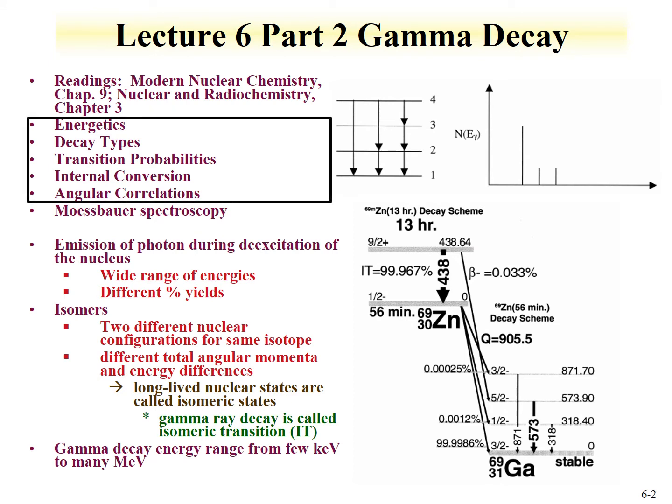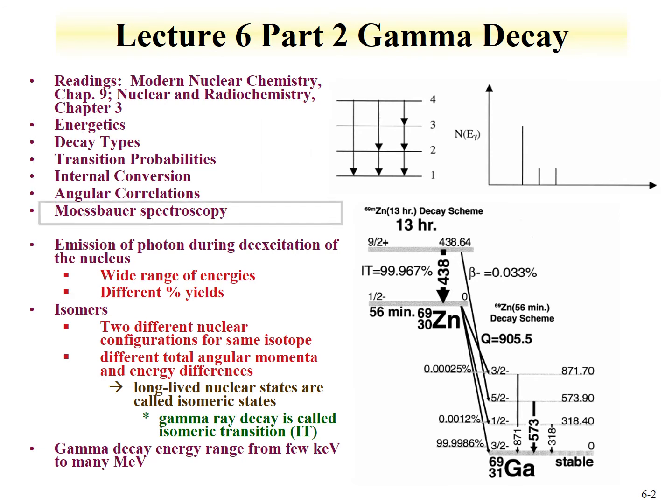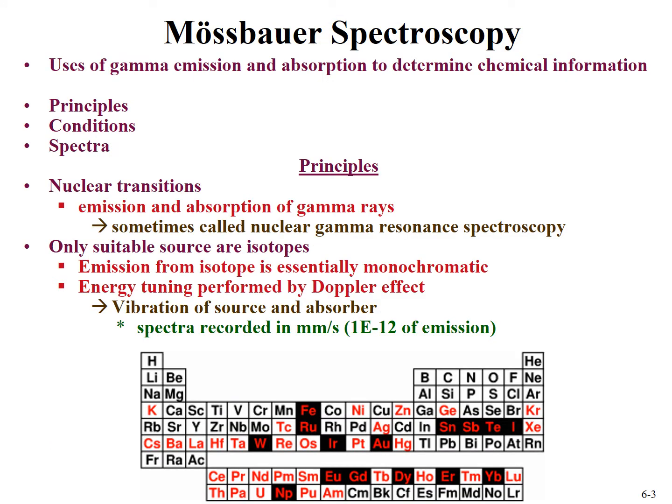Lecture 1 covered the topics shown here. And for Lecture 2, we're going to cover Moessbauer spectroscopy. In this lecture, we're going to discuss Moessbauer spectroscopy, which uses gamma emission and absorption to determine something about the chemistry and the chemical information about the compounds that contain the radionuclides. We're going to discuss the principles of Moessbauer spectroscopy, the conditions necessary, fundamentally you need solids, and something about the spectra that results.